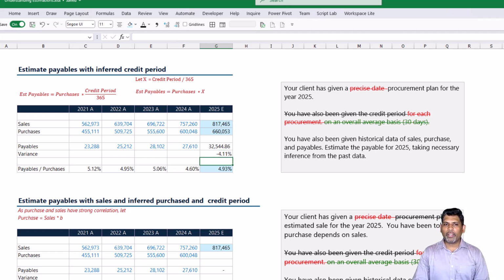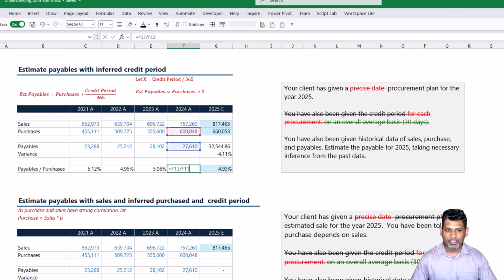So what we are doing here is a statistical approach, because obviously there is no such thing as a seasonally adjusted credit period, an annualized credit period. So what we are trying to do here is find a factor which takes into account my credit period as well as the seasonal variation by looking at the past.